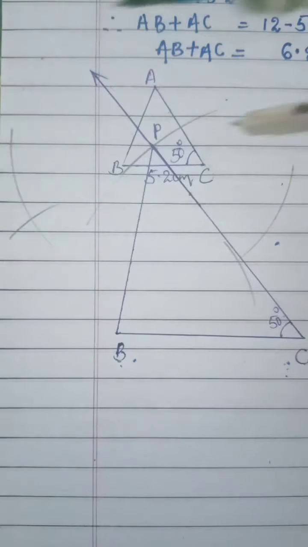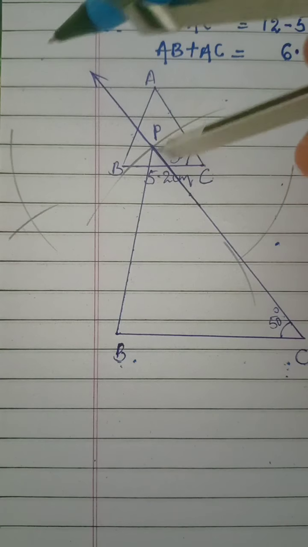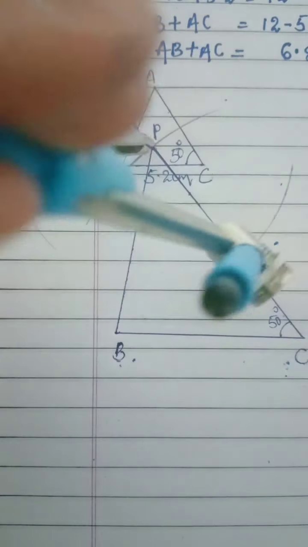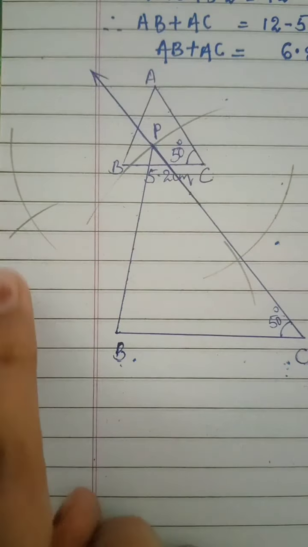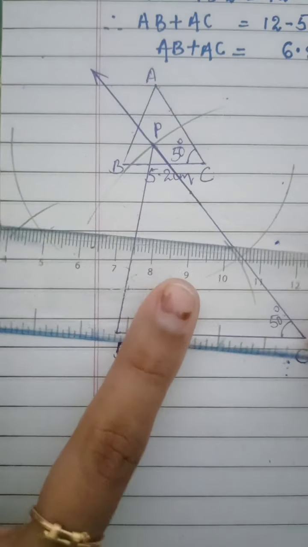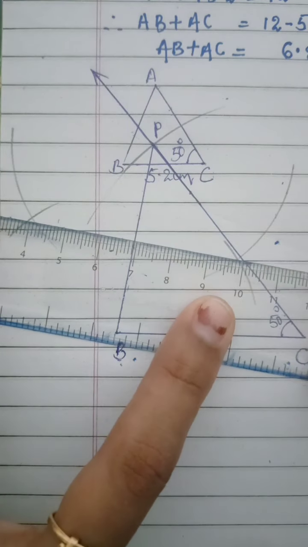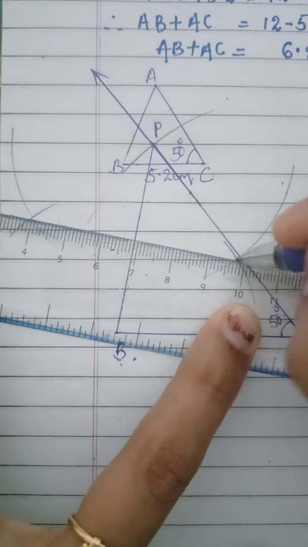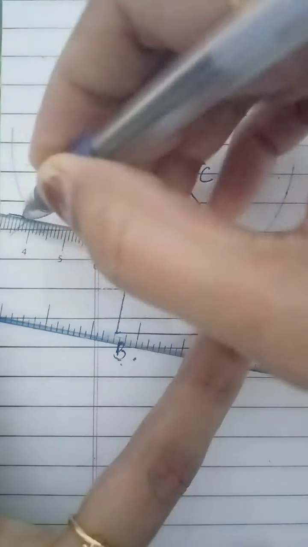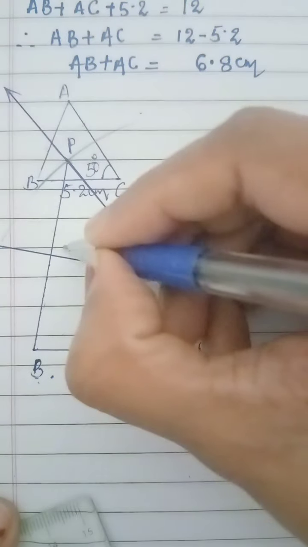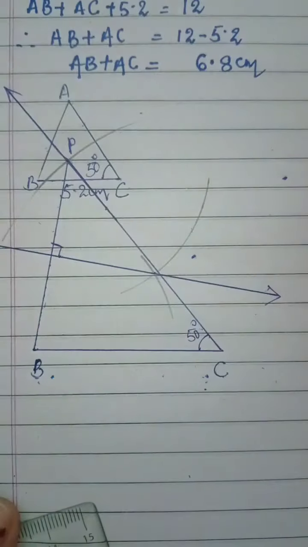So this arc I need to redraw because the arcs are not intersecting each other. So I got 2 points. Join those 2 points and you get the perpendicular bisector for PB. These are the 2 points. Nice. So this is the perpendicular bisector. So I'll show the perpendicular sign.